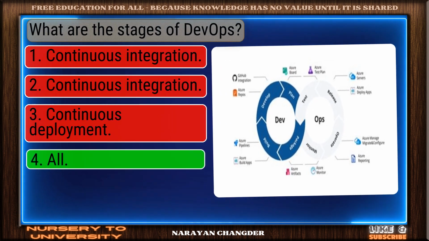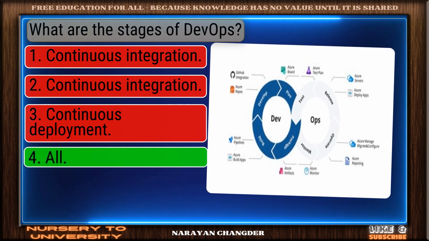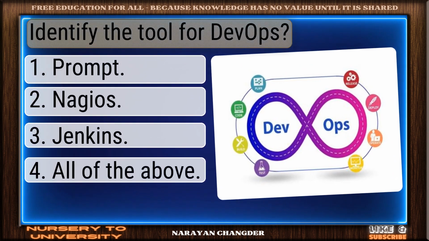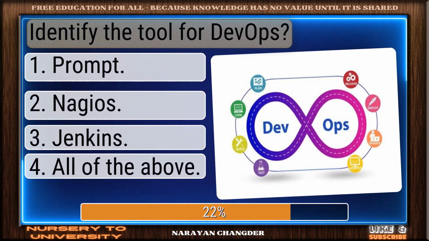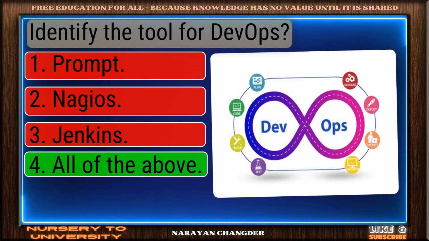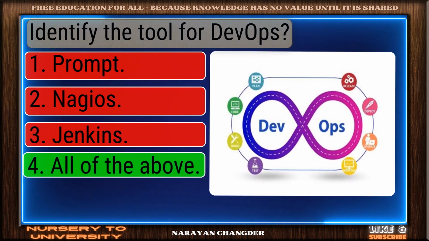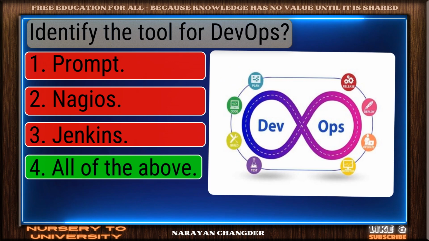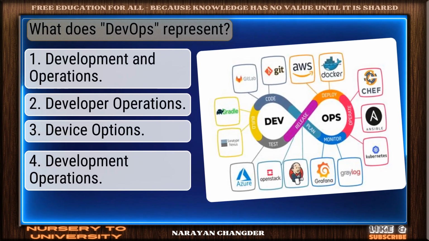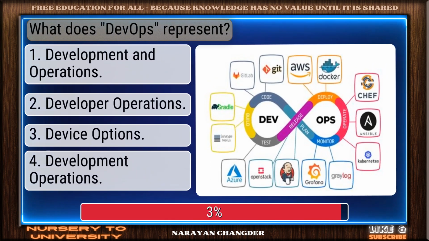Sharp thinking. All is the right choice. Question number 46. Identify the tool for DevOps. Exactly. All of the above makes sense and it is the right choice. Question number 47. What does DevOps represent?